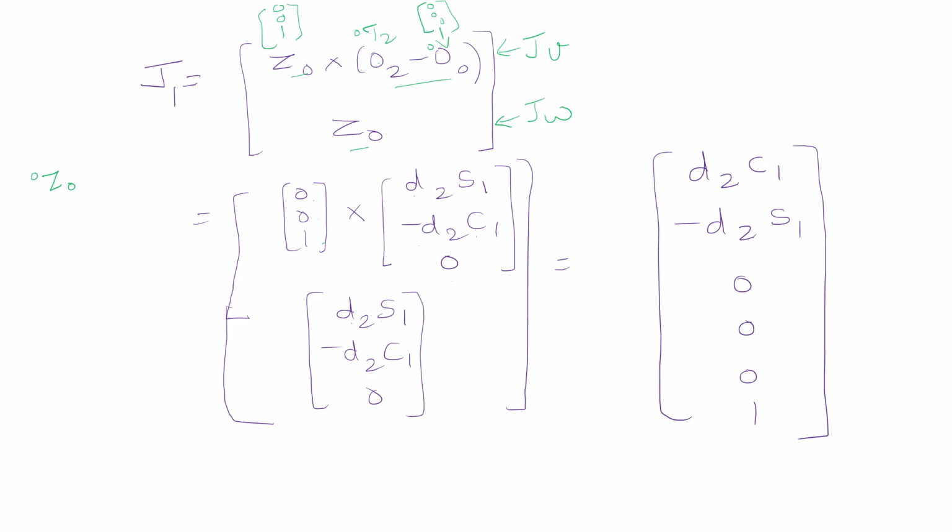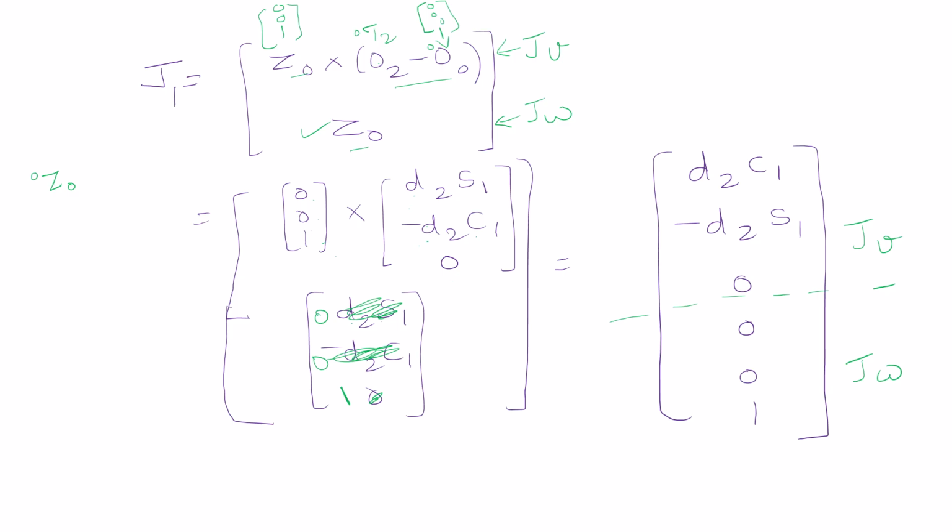Sorry, I think there is a mistake here. This is Z0, so this should be 0, 0, 1. Okay, so this should be 0, 0, 1, right? So when you do the cross product, this upper part is JV, and the bottom one is J omega, the angular Jacobian. Getting the cross product of these two matrices will give you this upper half.